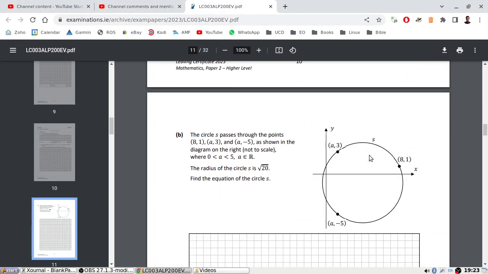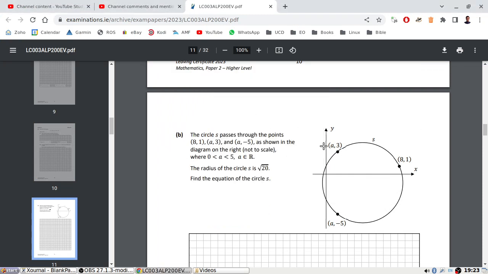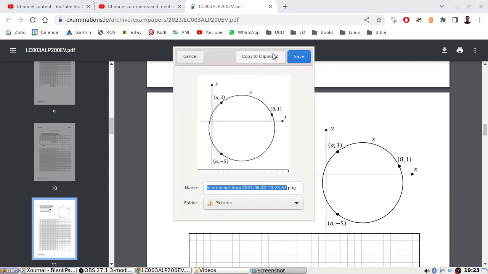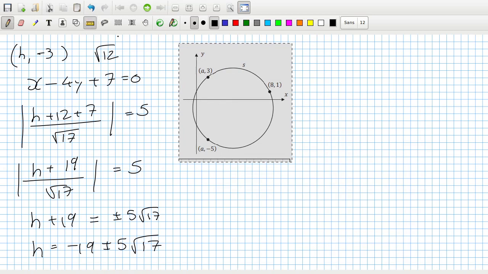And then in the next part here, we have 3 points on the circle, to try and figure out the equation of the circle. We also know that the radius is root 20. So the first thing we'll exploit is the fact that these line up. That's a distance of 8.